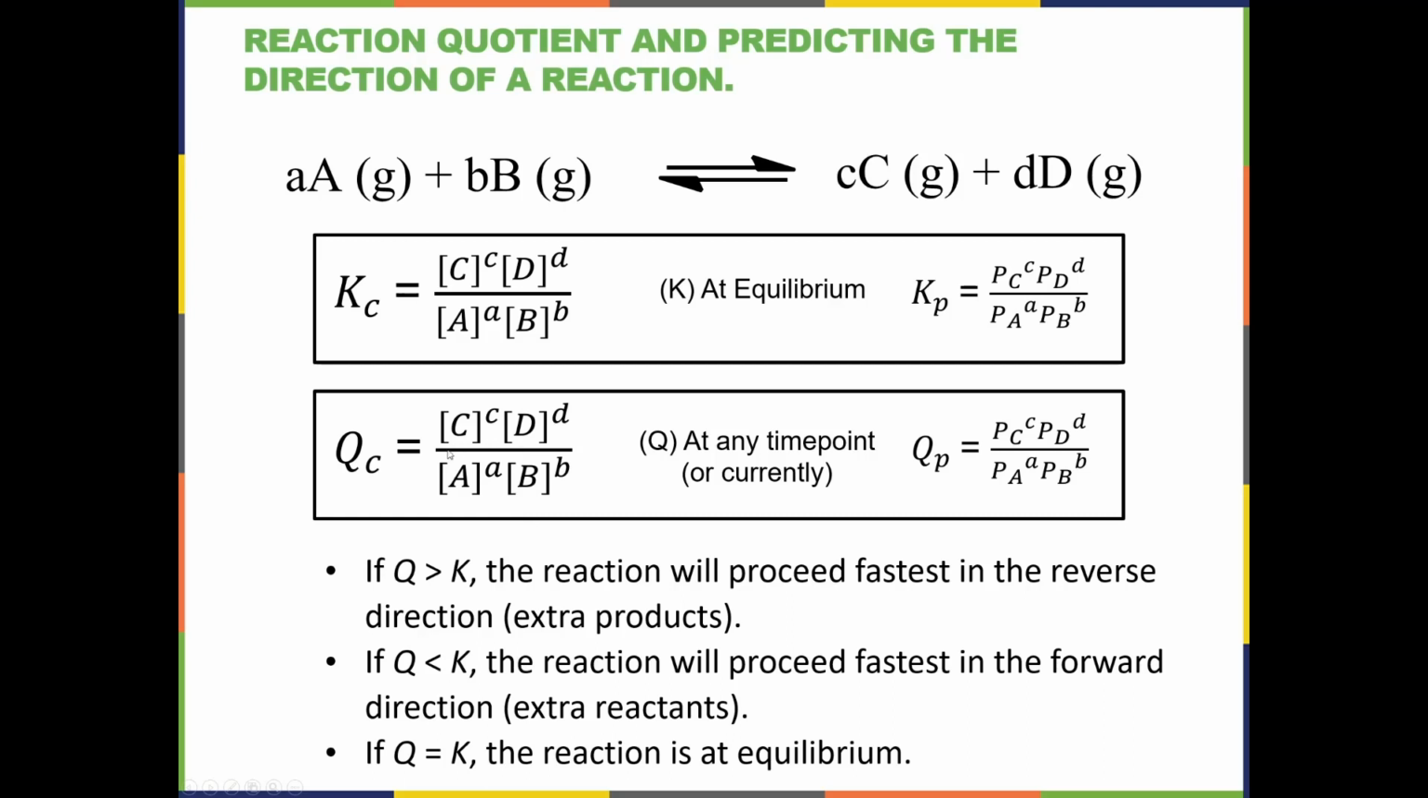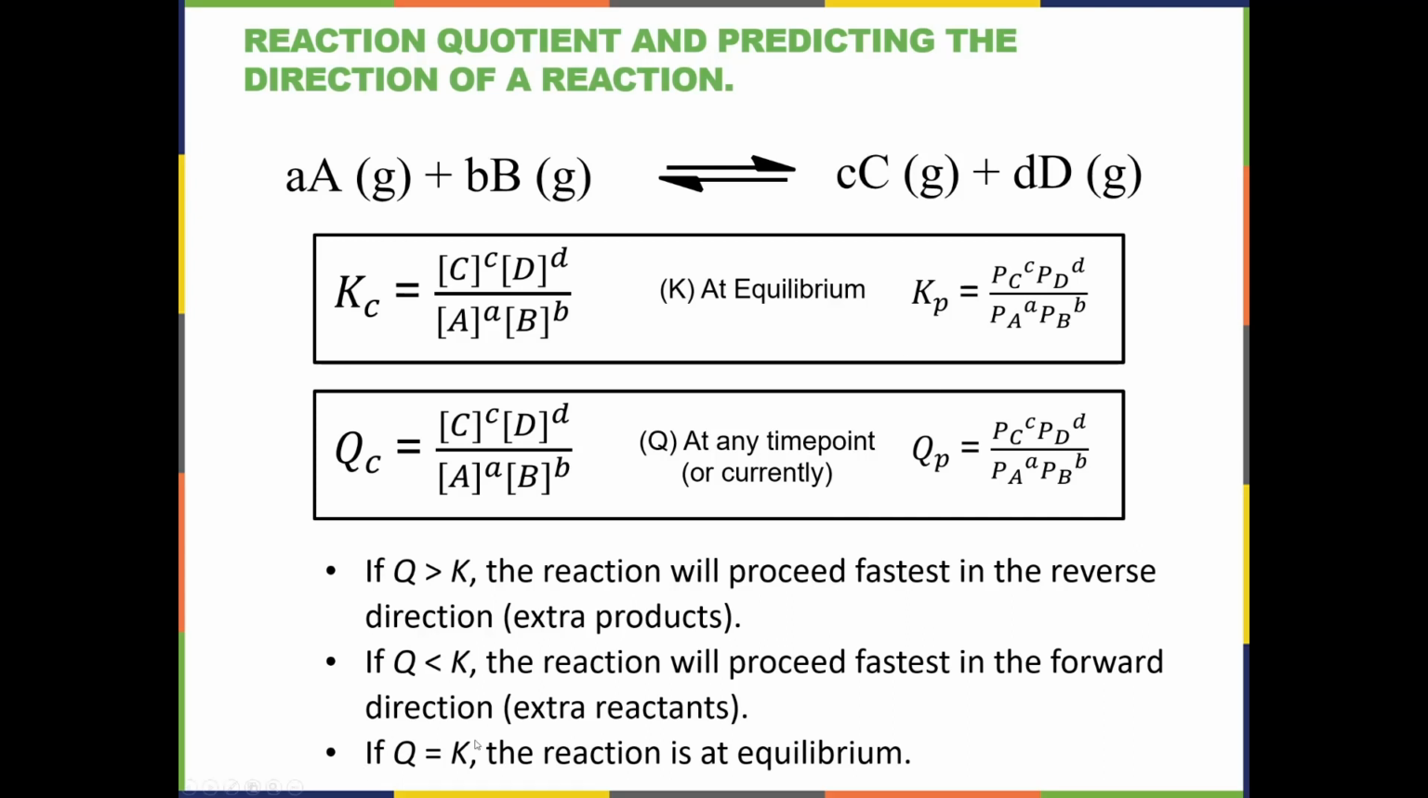In this case, if Q is less than K, it means that A and B are a bigger number than they should be at equilibrium. So it means you have extra A and B. This is like the reaction 1 second after it starts if it takes more than 1 second to reach equilibrium. These reactants are in too great of concentration, so they proceed to form more products. Said another way, the reaction shifts towards the products in the forward direction.